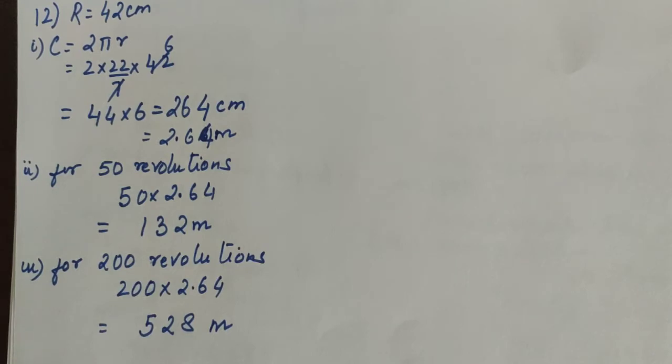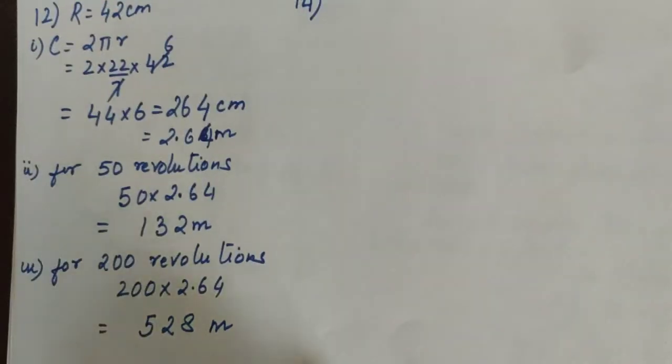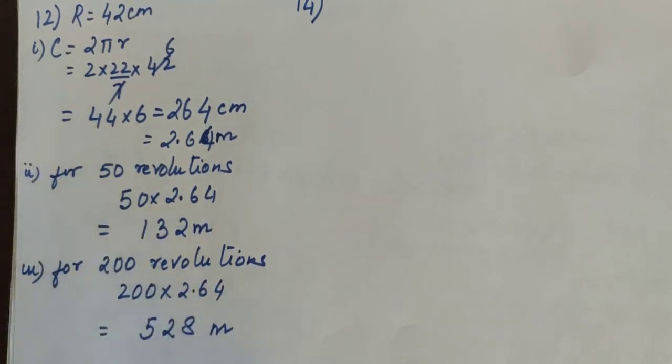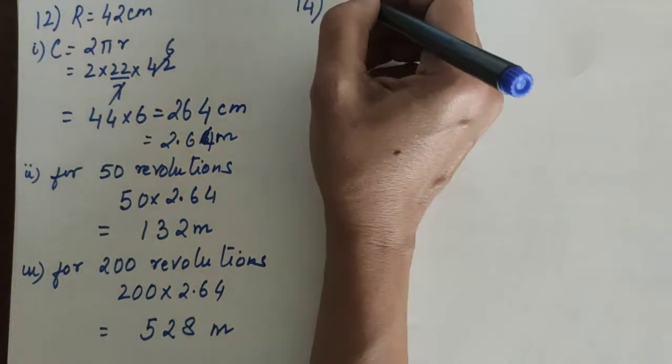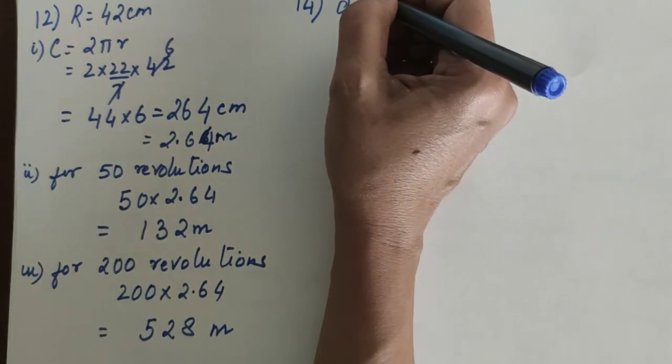Okay, now moving on to question number 14. A bicycle wheel of diameter 56 centimeter is making 45 revolutions in every 10 seconds. You have to find out the speed in kilometer per hour at which the bicycle is traveling. Okay, so I'll do this for you. Question number 14. The diameter is given as 56 centimeter.